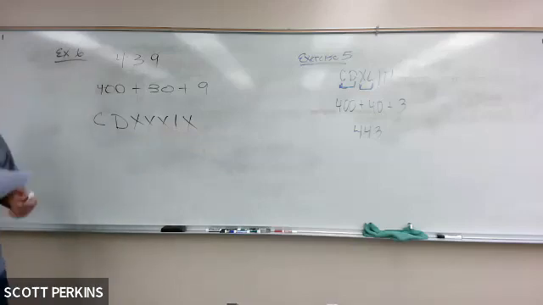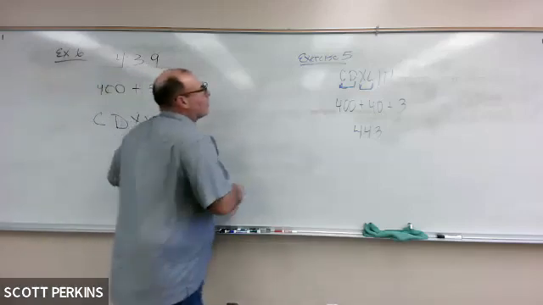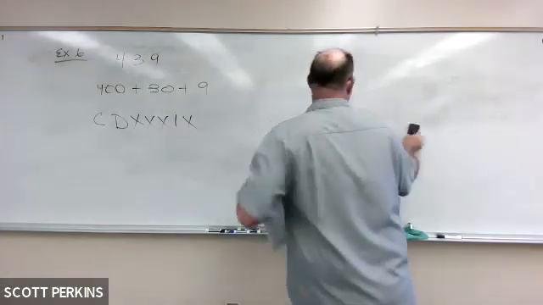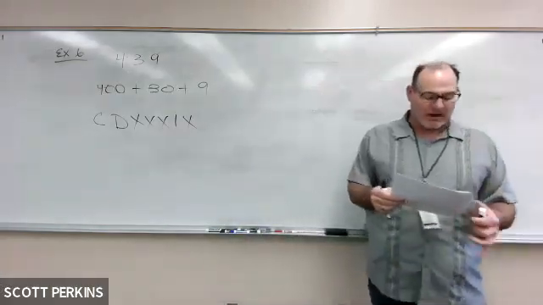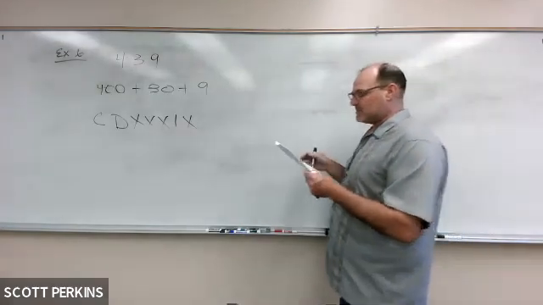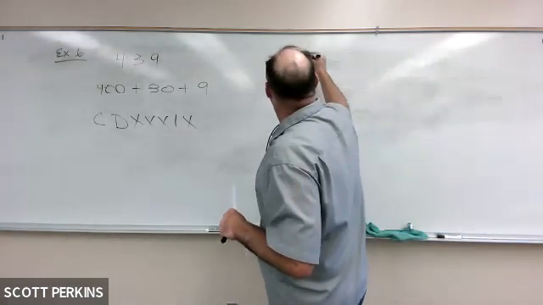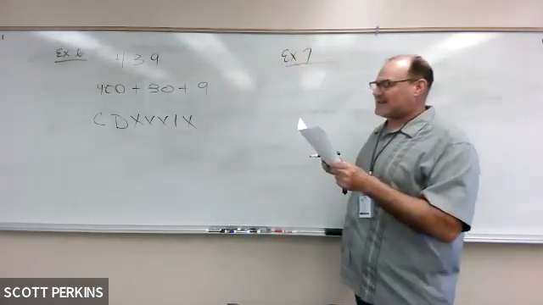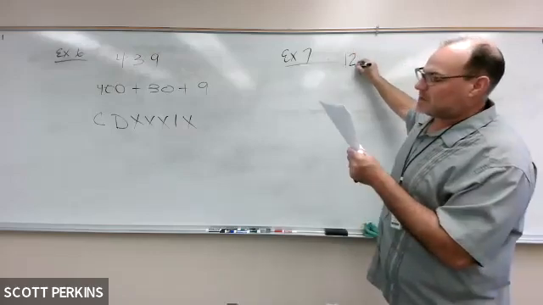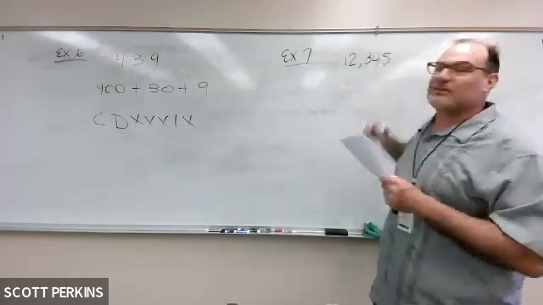We're going to do one more example because I have one more little thing to tell you about Roman numerals, and then we'll be done with them, and we'll be done with the additive system, and we'll move on to the next type of system. So our last exercise here is exercise 7. We've got 12,345.